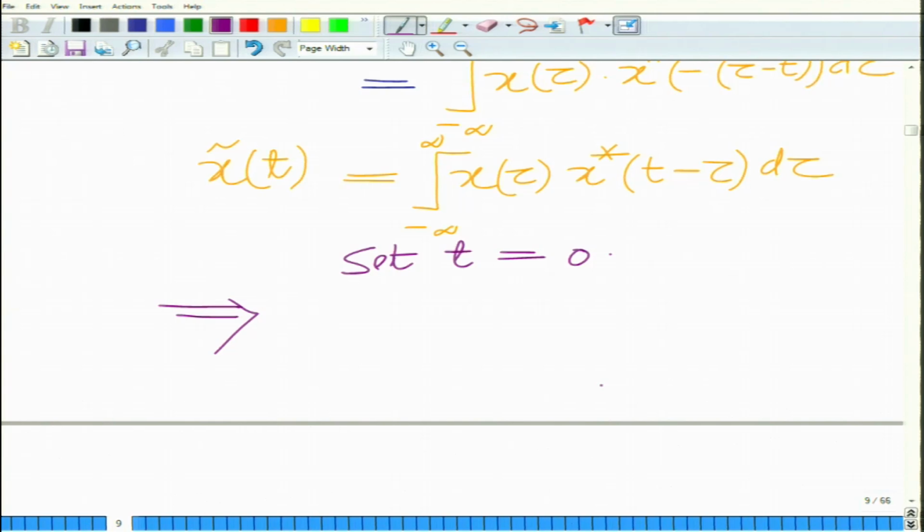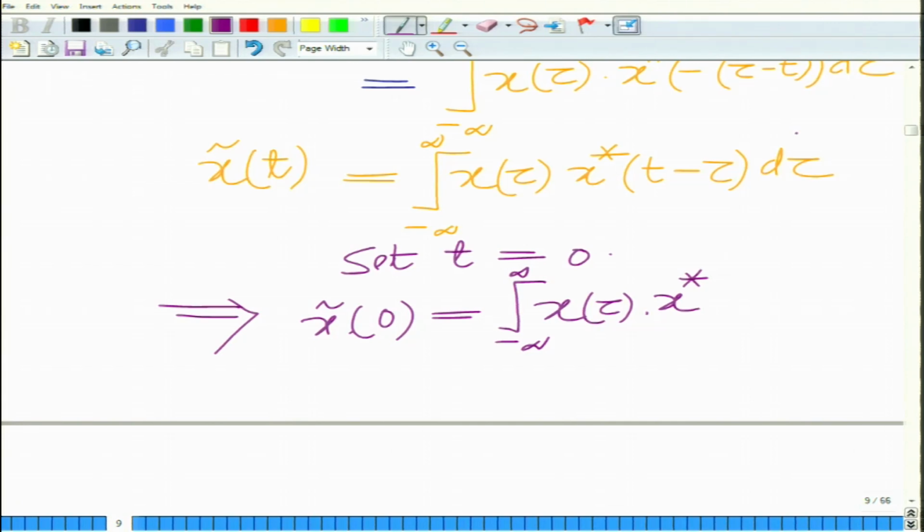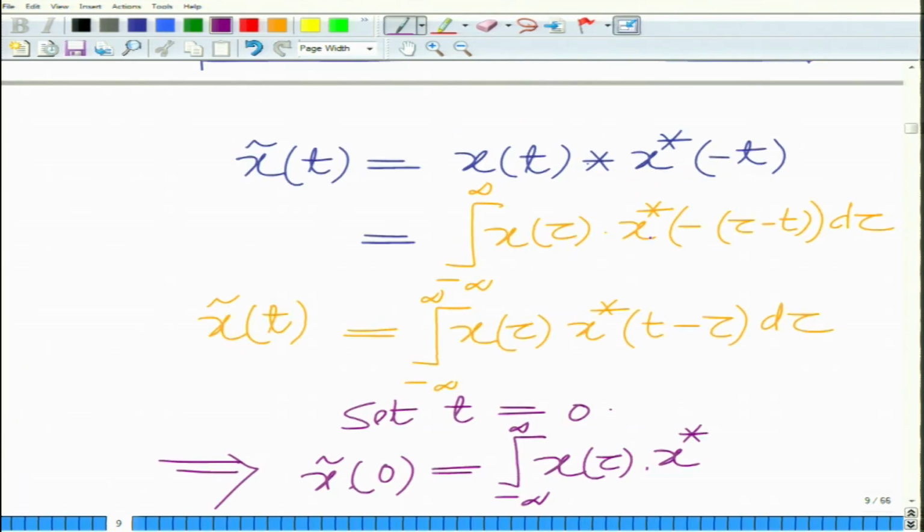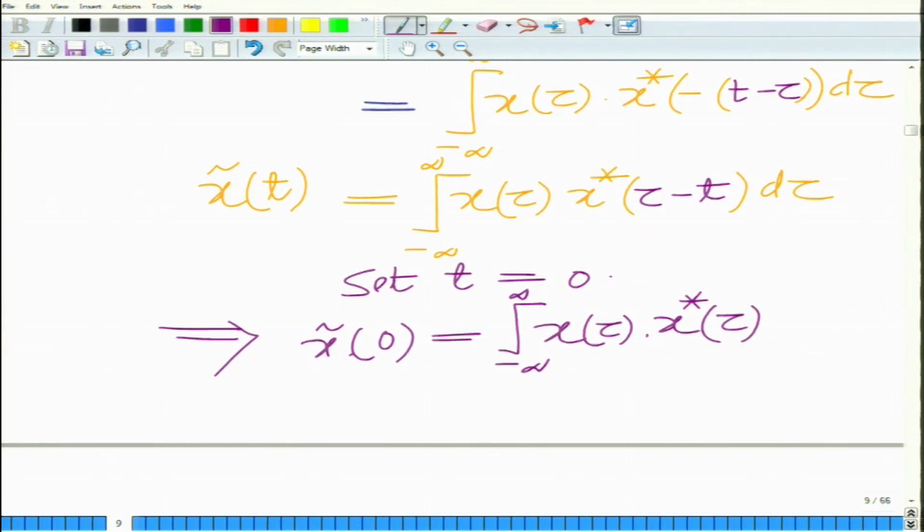you have x tilde 0 equals integral from minus infinity to infinity x of tau into x conjugate of, I am sorry, x conjugate of tau minus t d tau. So, this will be tau minus t, and you set t equal to 0. So, this is x of tau into x conjugate of tau d tau, which is the integral from minus infinity to infinity of magnitude x tau square d tau, which is nothing but the energy of the signal.